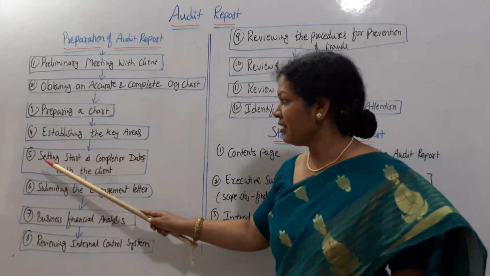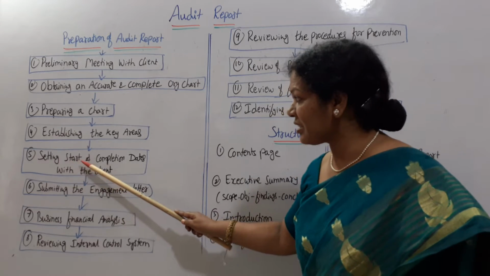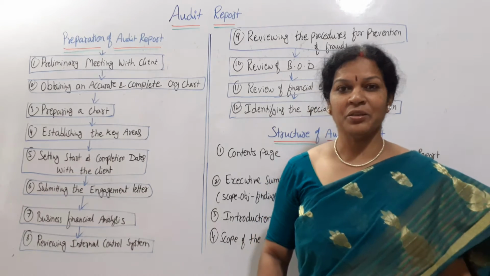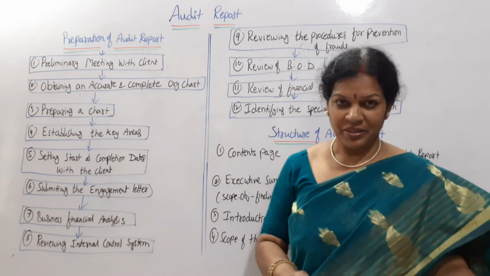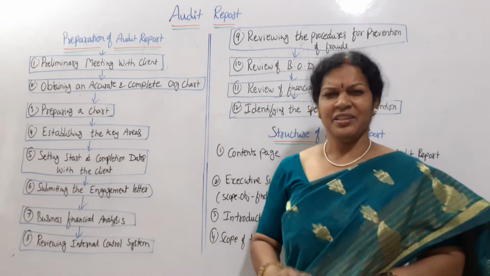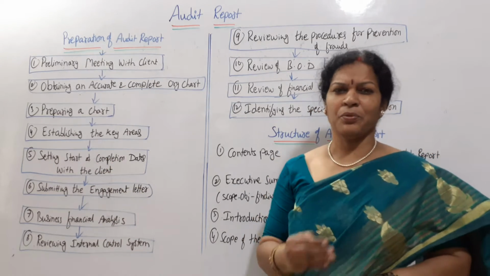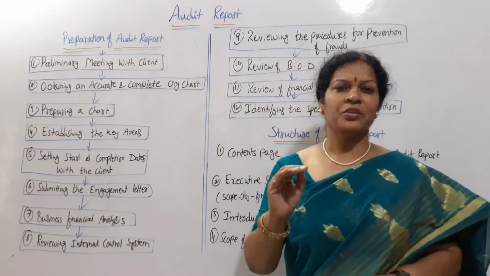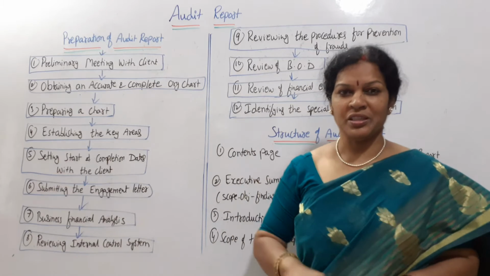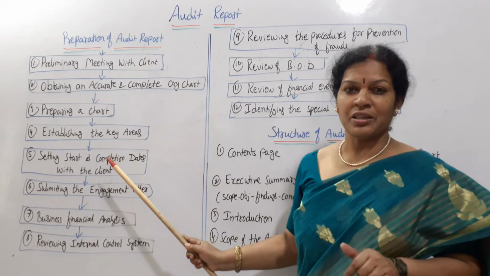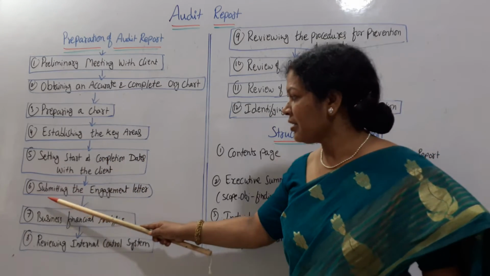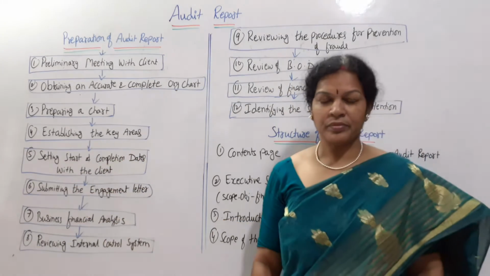Then after that, setting start and completion dates with the client. When he started the auditing work, when he completed it. These dates also he has to confirm with the client. Even the audit appointment letter might have stated that auditing should commence from a certain date with a deadline. He has to recollect those dates and mention them once again with the client. Then after that, submitting the engagement letter.